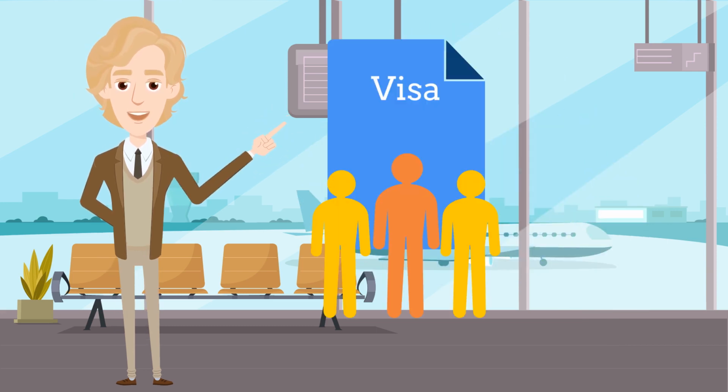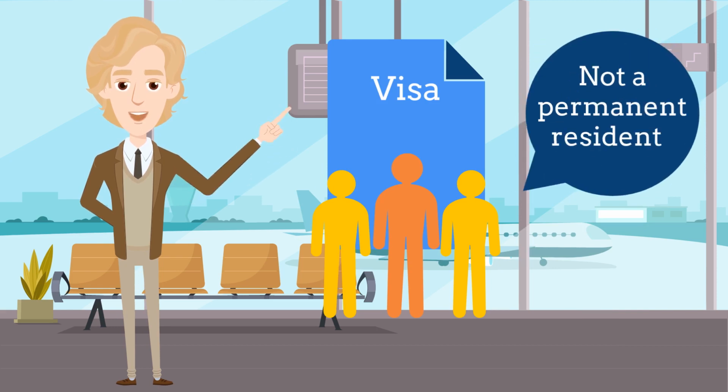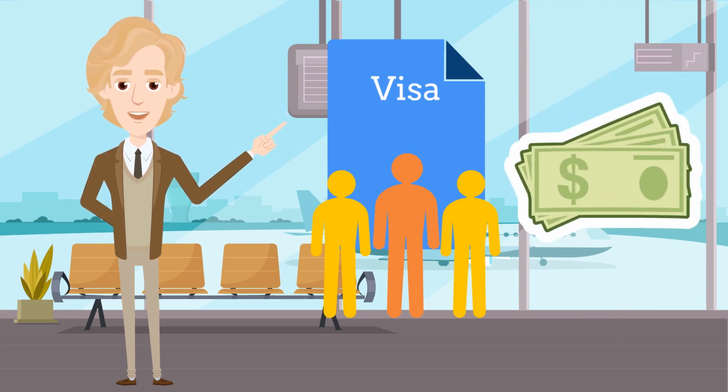Temporary residents hold a temporary visa and are not an Australian citizen or permanent resident, including their spouse. They must declare income derived in Australia as well as income earned from overseas employment while a temporary Australian resident.